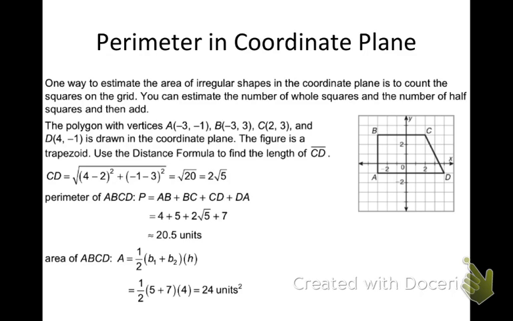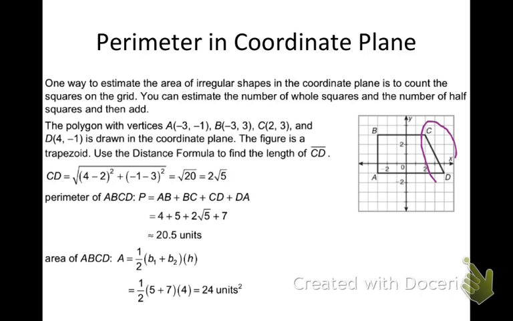One way to estimate the area of irregular shapes in the coordinate plane is to count the squares on the grid. You can estimate the number of whole squares and the number of half squares and then add. The polygon with vertices A (-3, -1), B (-3, 3), C (2, 3), and D (4, -1) is drawn in the coordinate plane. The figure is a trapezoid. Use the distance formula to find CD.